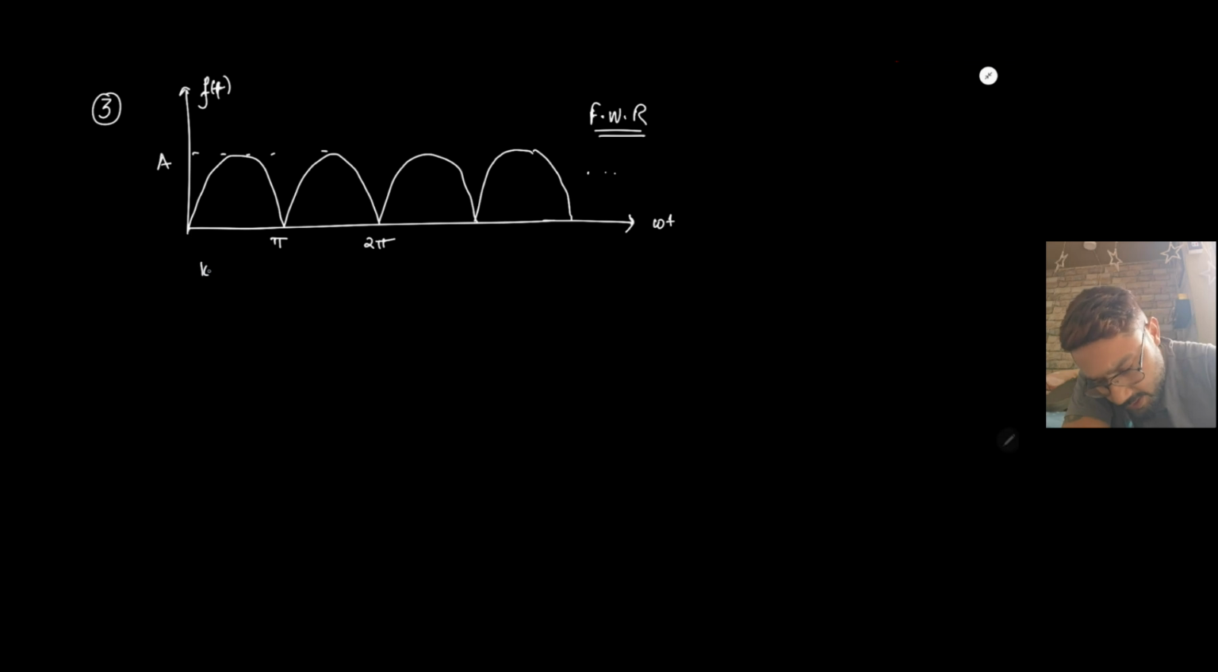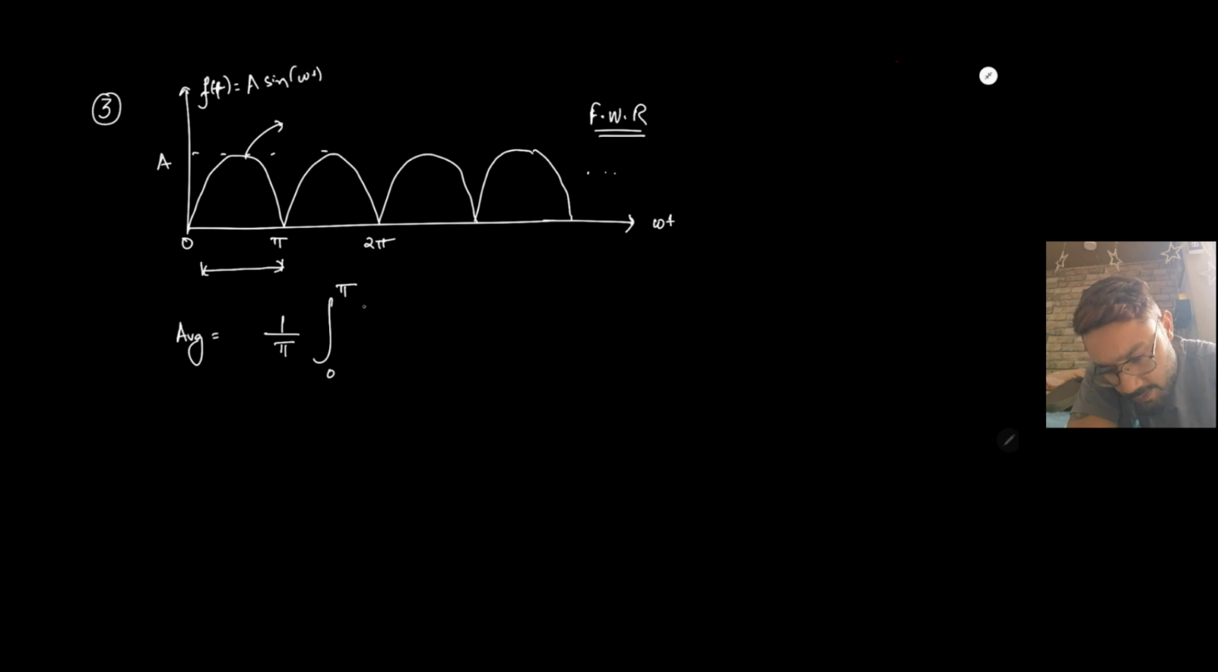So what is the period here? Here the period is pi. So every pi radians the waveform keeps repeating. Let's find the average value. It will be 1 by pi, integral from 0 to pi. From 0 to pi the function will be a sin omega t d omega t.